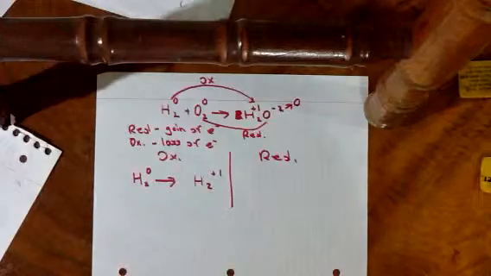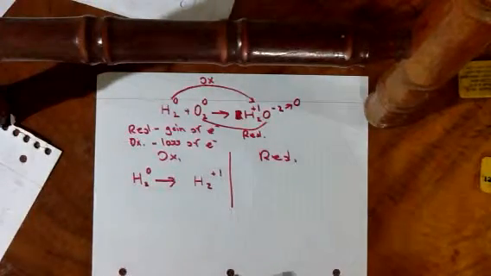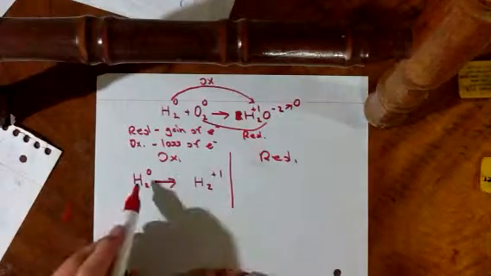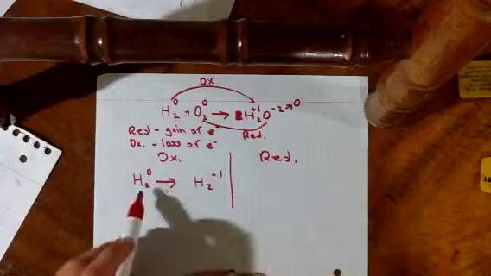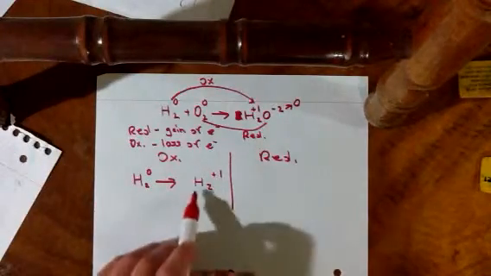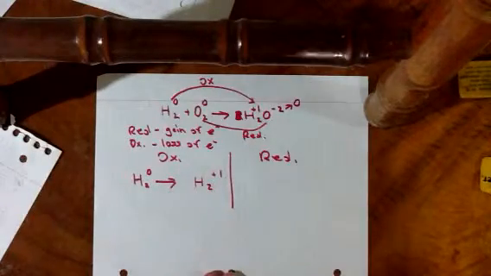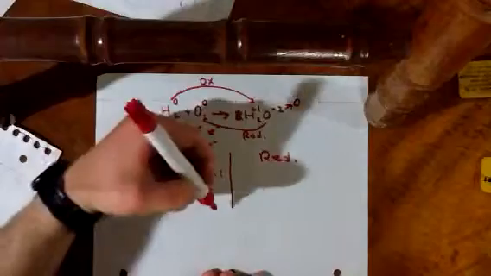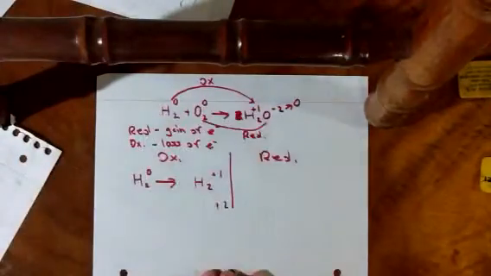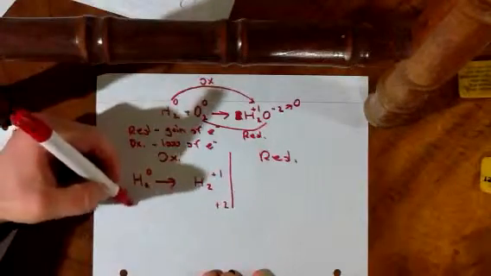And since these two are already balanced in terms of atoms, we have 2 hydrogens on this side and 2 hydrogens on that side, we don't have to worry about that, we just have to look at the charge. Now, if there's a charge of 0 on this side, that means the overall charge is 0, and we look at the right side, there are actually 2 hydrogen atoms, and each one of them has a charge of +1. Therefore, we're going to have an overall charge of +2 on this side, and a charge of 0 on this side.